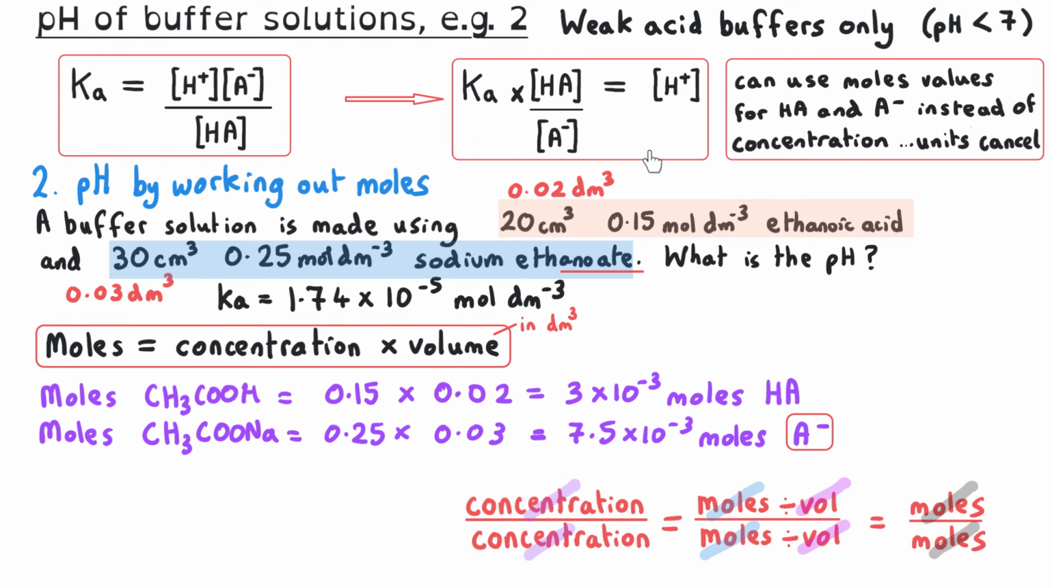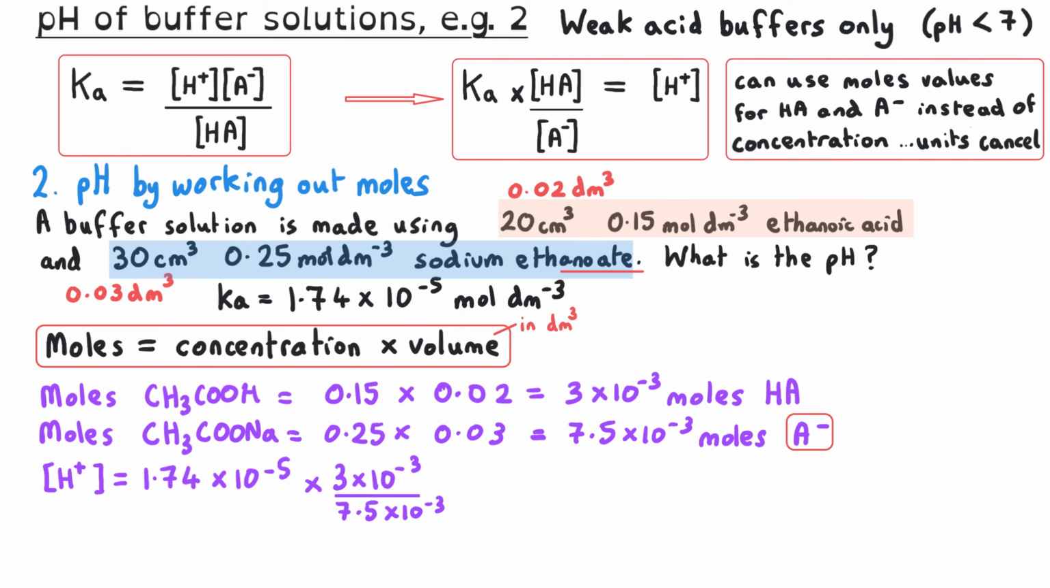So we can substitute moles into the rearranged Ka expression. So the hydrogen ion concentration is Ka, 1.74 times 10 to the minus 5 here, times 3 times 10 to the minus 3 moles, divided by 7.5 times 10 to the minus 3 moles. So H plus concentration is 6.96 times 10 to the minus 6 moles per decimeter cubed.